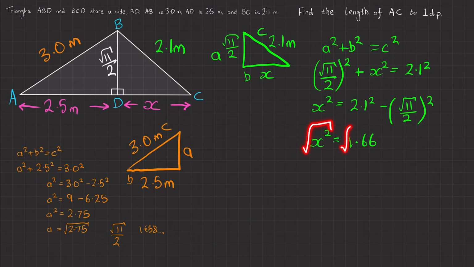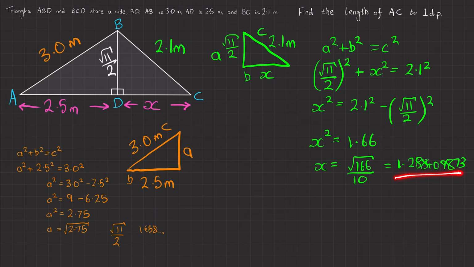Square root both sides. So we'll have x equals root 166 over 10, which equals 1.288409873. So I'm actually going to round this to 1 decimal place, as we'll only need that for the final part of the question. So we've got x, or actually it's the length DC, equals 1.3 meters.